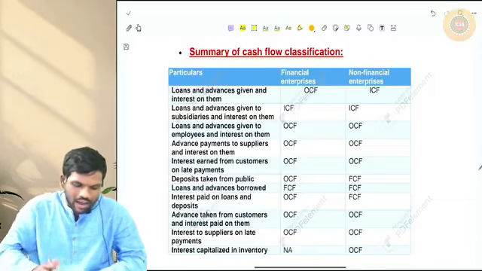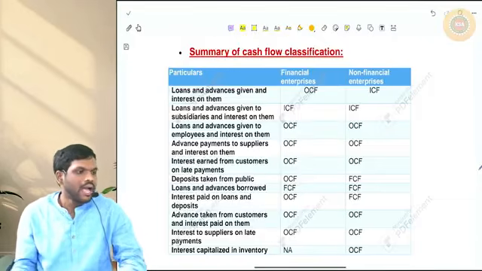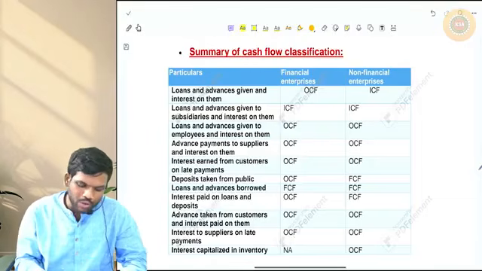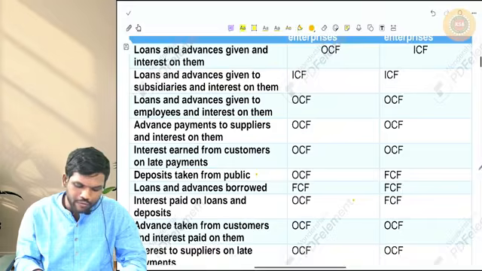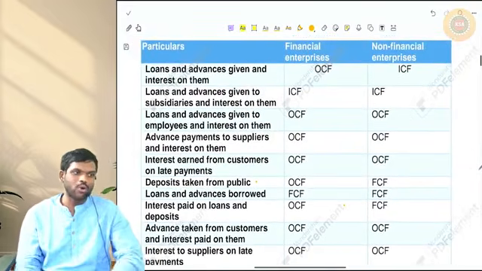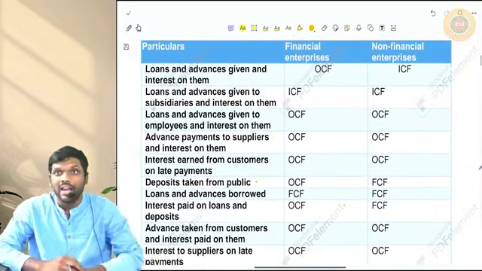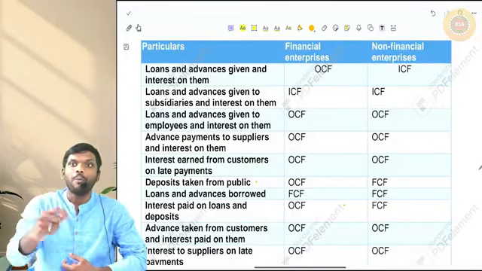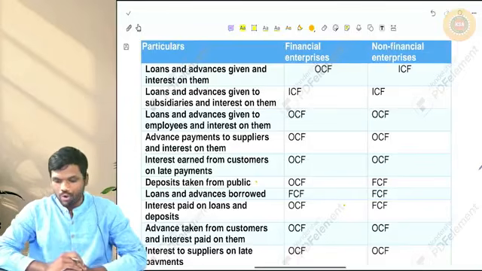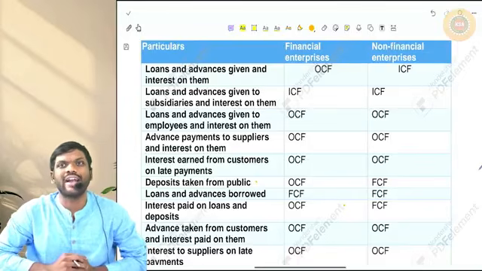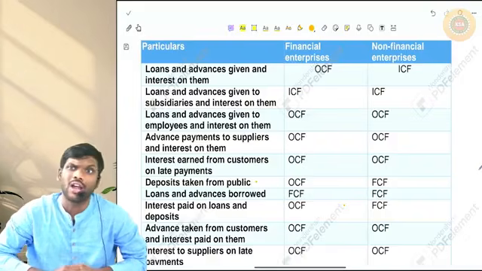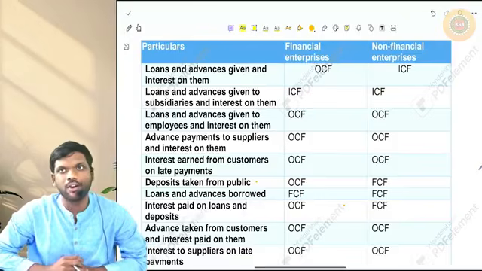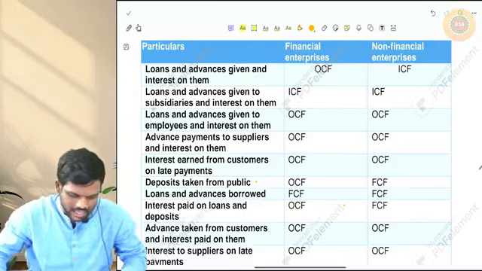In the first column I have given the type of transaction, and in the second column what will be the classification for a financial enterprise and what will be the classification for a non-financial enterprise. That is what we are mainly going to see. By financial enterprise I mean banks, NBFCs, where their core business itself is to borrow money and lend money. Non-financial enterprises are trading businesses, manufacturing businesses, or other service businesses not involved in financial services. Let us see each one.